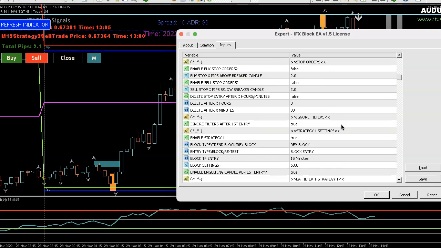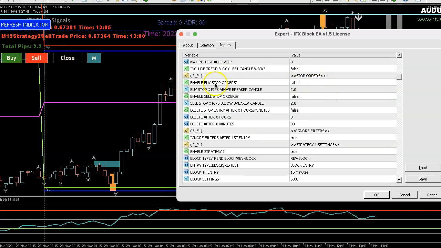Now, I also created here stop orders, right? So enable buy stop orders. If I say yes to this, then what it means is that when I get the block, say, hey, when I get the block, give me some time to enter, right? So maybe 2 pips above this candle, or 3 pips, or maybe 5 pips, in order for you to decide if you want to enter or not right away, or you want to let it enter on you right away. So it's up to you, but you can give it a stop order, a pending order, like maybe a few pips above this candle. This way you have some chance in order for you to decide if you want to enter or not.